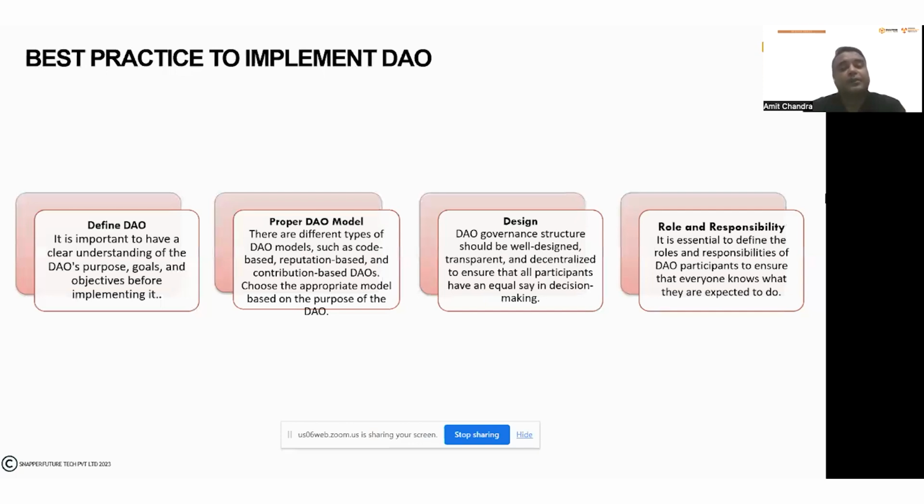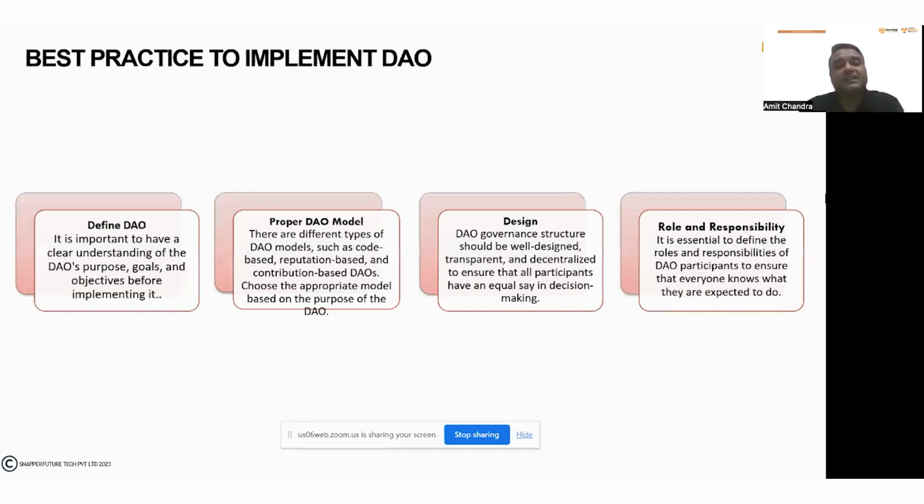There should be a proper DAO model. As I said, whether it is a social media DAO or an investment DAO, what type of purpose are we solving with that model. The design is very important: the structure should be in such a way that it is transparent and decentralized to ensure all participants have an equal say in decision making.